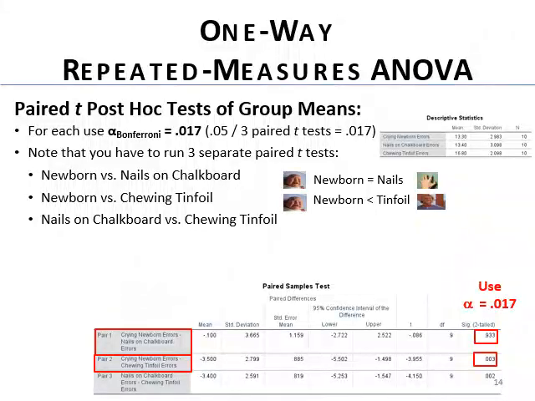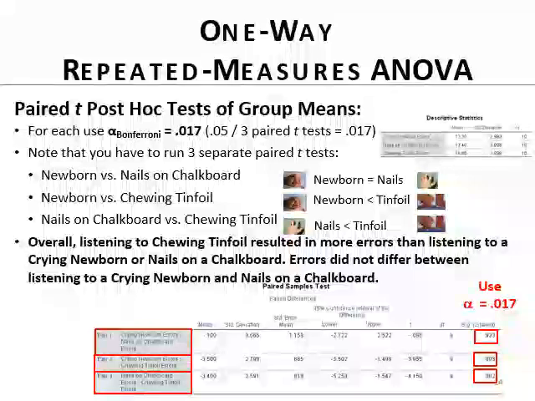How about our final one? Nails on a chalkboard versus chewing tinfoil. Did the numbers of errors differ? There's that comparison as our last row, and 0.002 is definitely less than 0.017, so that is a real difference. And again, which one's higher? Well, chewing tinfoil, they made more errors. It's 13.4 versus 16.8, so they made fewer errors when someone was scraping their nails on a chalkboard versus chewing tinfoil. So the overall conclusion is that listening to chewing tinfoil resulted in more errors than listening to a crying newborn or nails on a chalkboard.